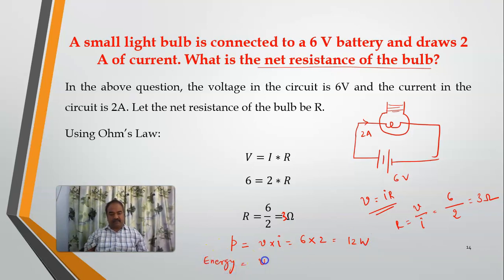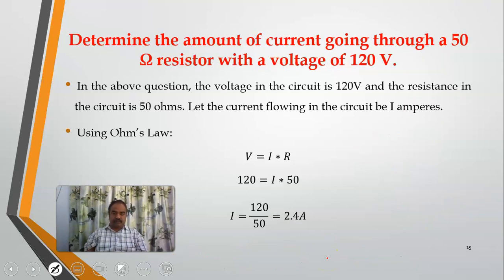For energy, I need V into I into time, right? So V is 6, 2 is the current. Time I have not mentioned, so I will take time as 2 seconds. So 6 into 2 into 2, it is 24 joules. Okay. So now, based upon this, let's take one more problem.